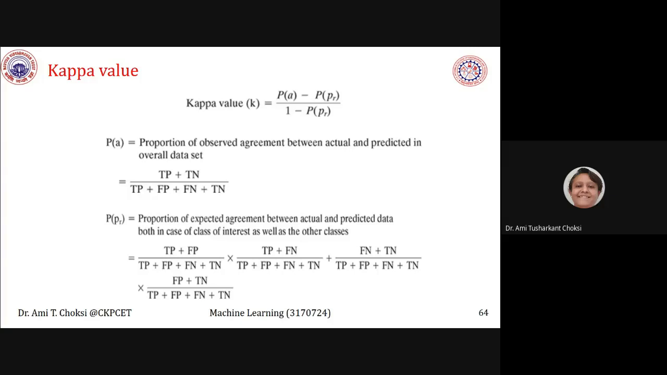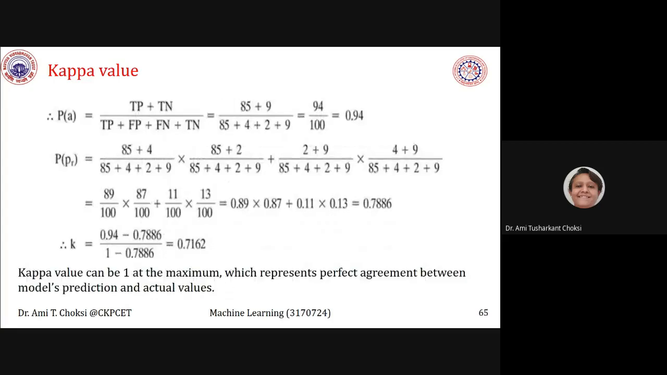So we put the equation and find the value. We can say that is 0.7886. And what about the kappa value? For P(A) and P(E), we find the different values and then put them in the equation of kappa value, and we are finding it as 0.7162. Kappa value can be 1 at the maximum, which represents perfect agreement between the model's prediction and actual values.